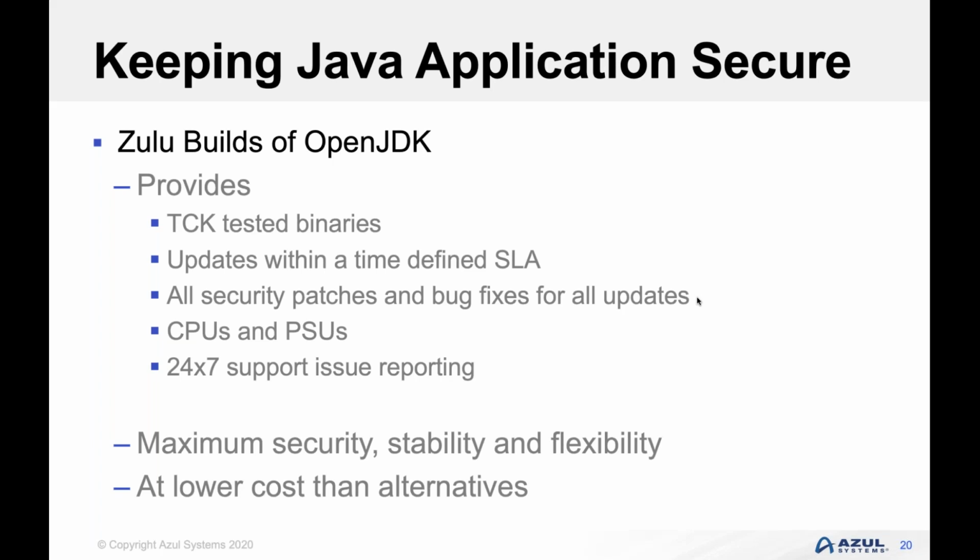Does your provider provide both the CPU and the PSU, so that if you need to roll out security patches very quickly, you can do that with a smaller set of changes? And do you have the traditional form of support in terms of 24/7 ability to pick up the phone, give us a call, send us an email, and so on? What we're doing with Zulu builds of OpenJDK is about maximum security, maximum stability, maximum flexibility for you as customer. And obviously the idea is to offer that at a lower cost.